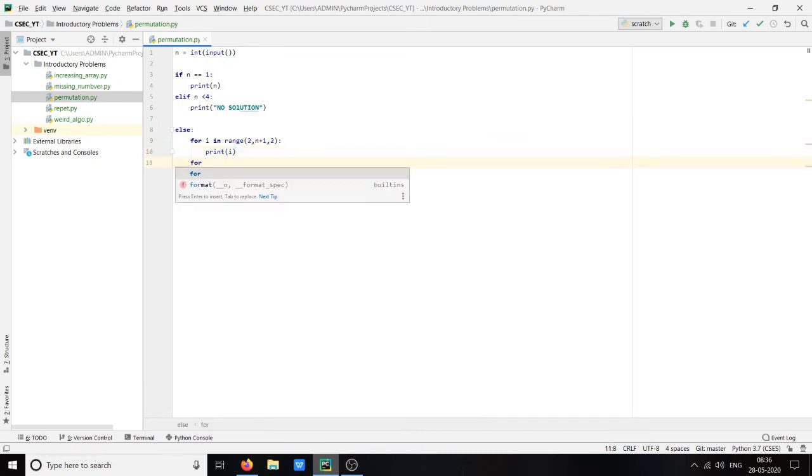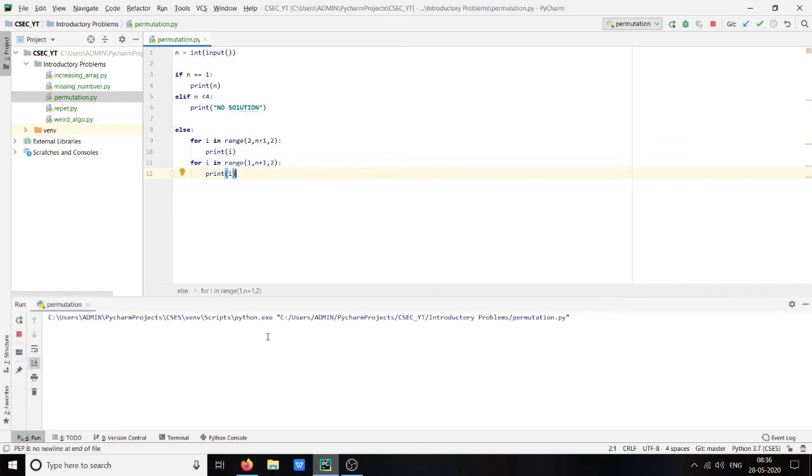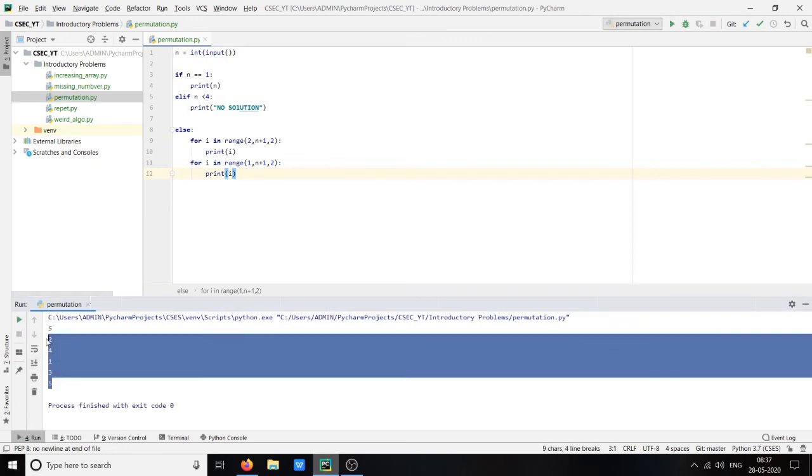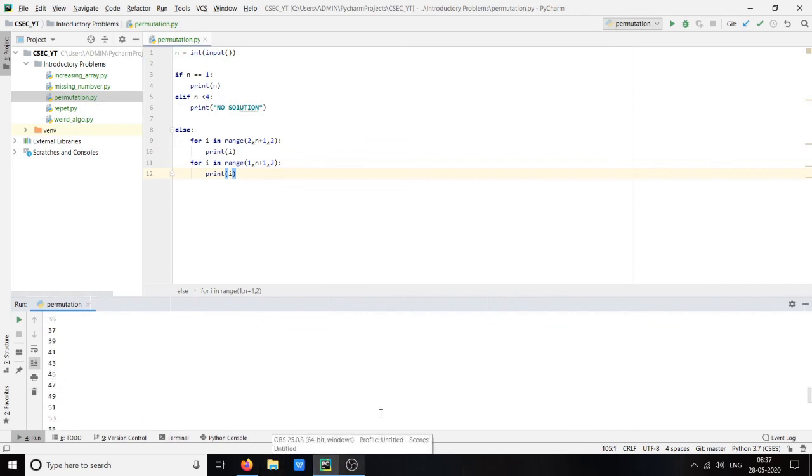Then we will print all the odd numbers: for i in range 1, n plus 1, 2, print i. So what this will do is print a permutation such that no two adjacent numbers share a difference of 1. Okay, let us take a big number like 100. Here we can see no two adjacent numbers share a difference of 1.